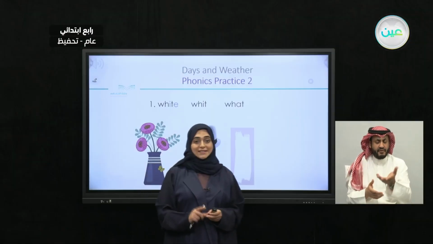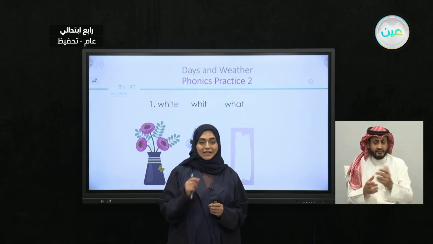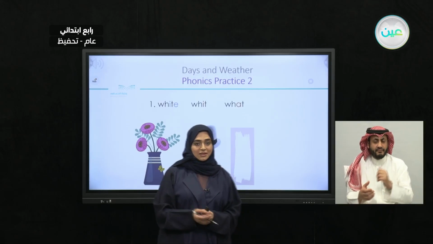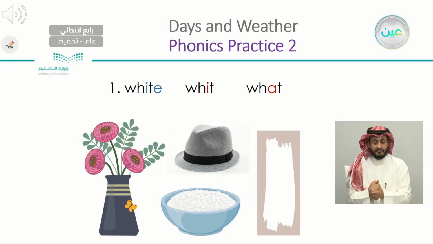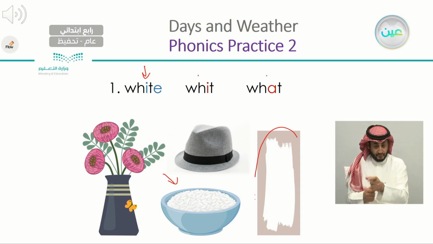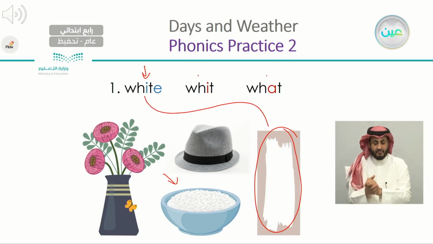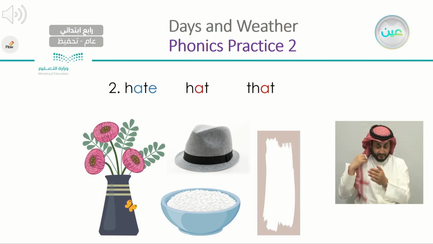So number 1 is white. Let's look at the pictures. Can you find the color white? Let's look at the pictures together. Here we have, let's read the words. White, wit, and what. Here we have white rice, but over here we have the color white. So let's match white to the color white. Let's look at the next one.